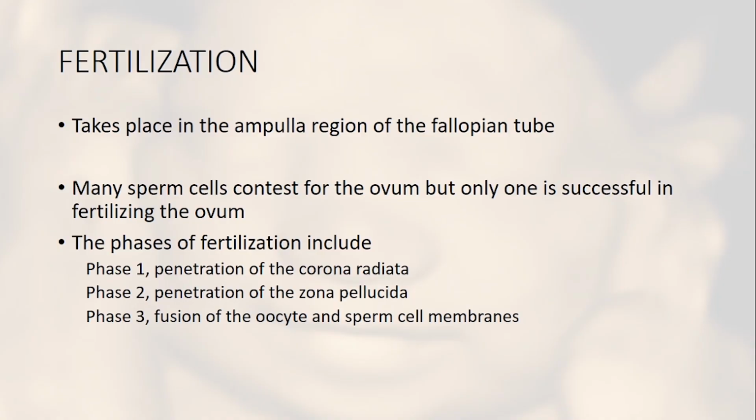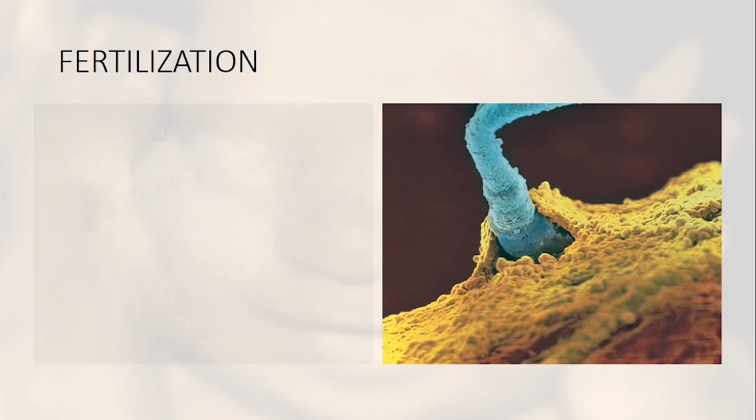There are many spermatozoa cells that contest for the hand of the oocyte in marriage, so to speak, but only one usually is successful. And the phase of fertilization can be divided into three. There's a phase of penetration of the corona radiata, that's the granulosa cells surrounding the oocyte, then they penetrate the zona pellucida, and then there's a fusion of the oocyte and the sperm cell membrane.